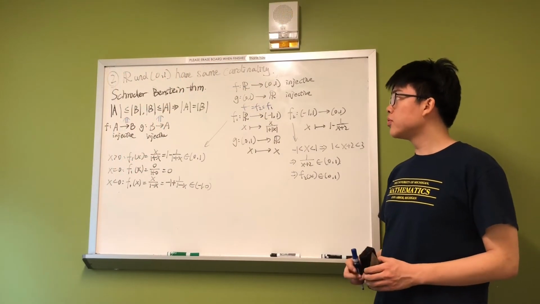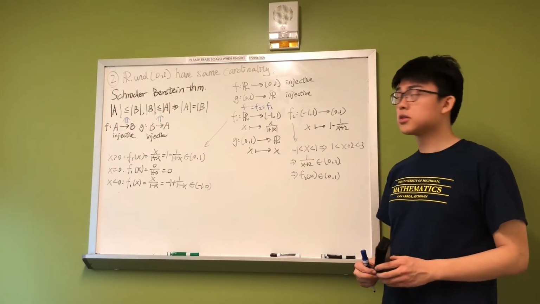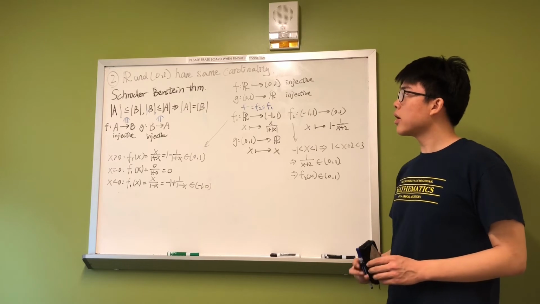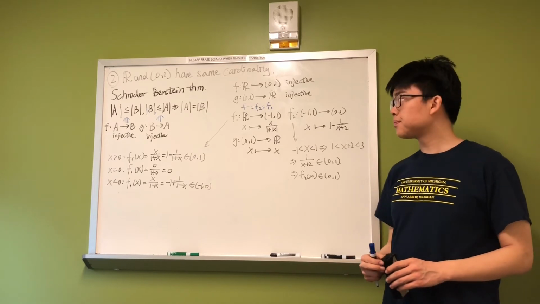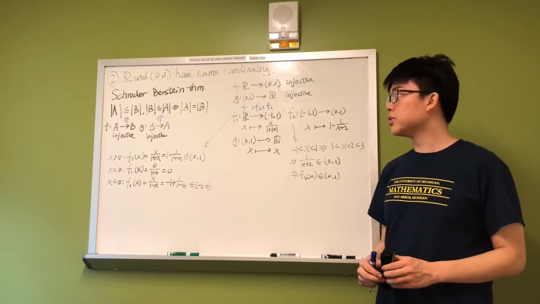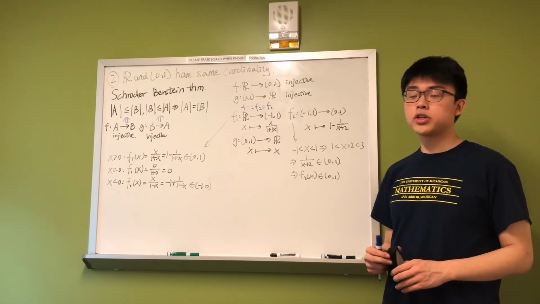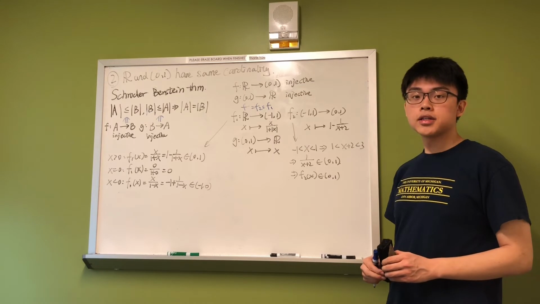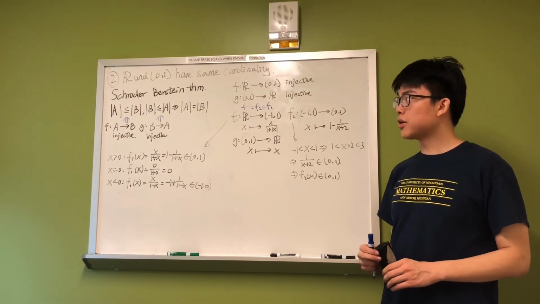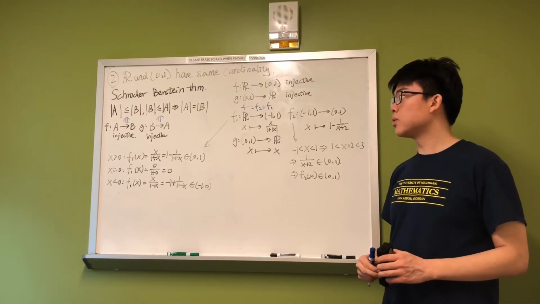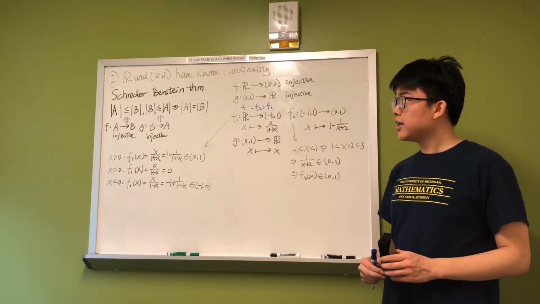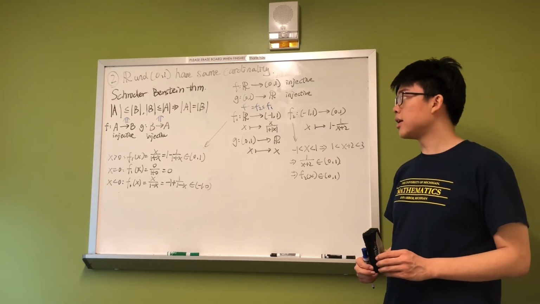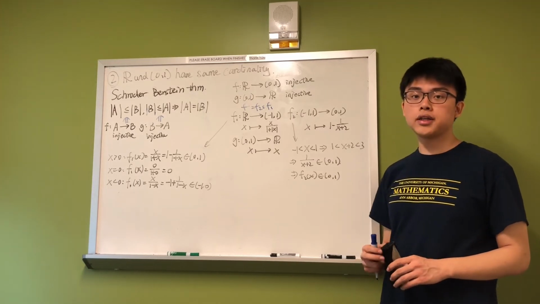Okay, after I prove that the open set (0,1) is uncountable, I also need to prove that R and (0,1) have the same cardinality. So here I want to use the Schroeder-Bernstein theorem, which says that for any sets A and B, if A's cardinality is less than or equal to B's cardinality, and B's cardinality is less than or equal to that of A, then we have the conclusion that A and B have the same cardinality.